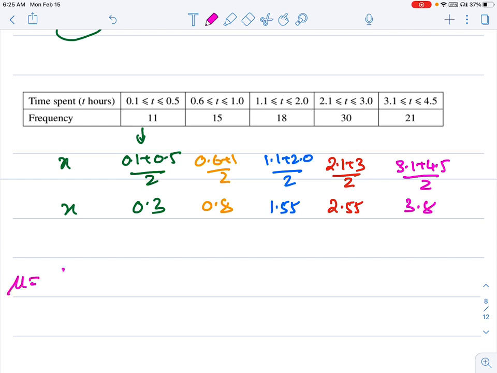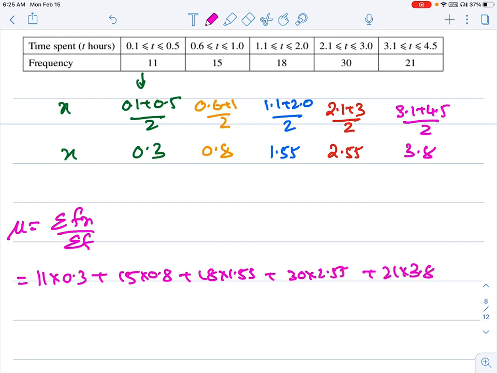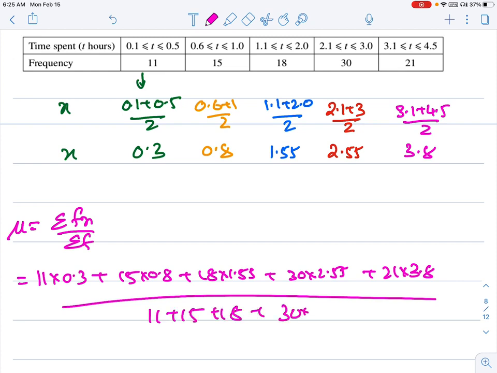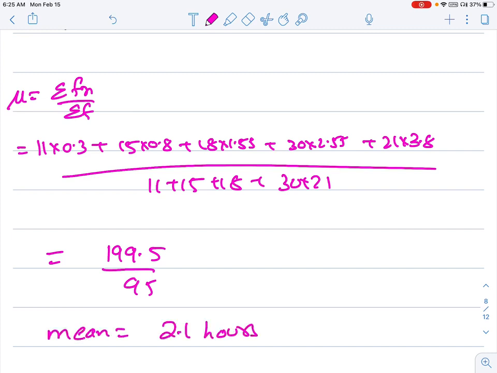So mean is sigma fx by sigma f, which is 11 times 0.3 plus 15 times 0.8 plus 18 times 1.55 plus 30 times 2.55 plus 21 times 3.8, divided by 11 plus 15 plus 18 plus 30 plus 21, which becomes 199.5 divided by 95. So the mean becomes 2.1 hours. Don't forget to write hours.